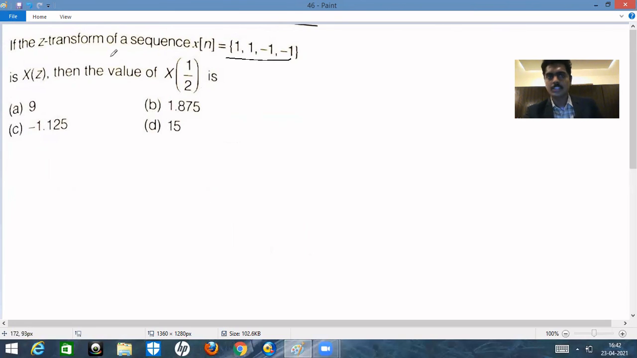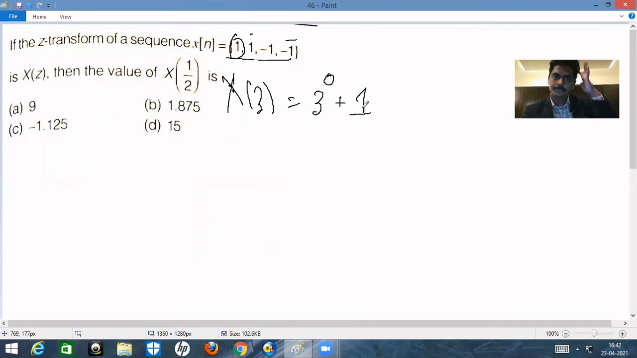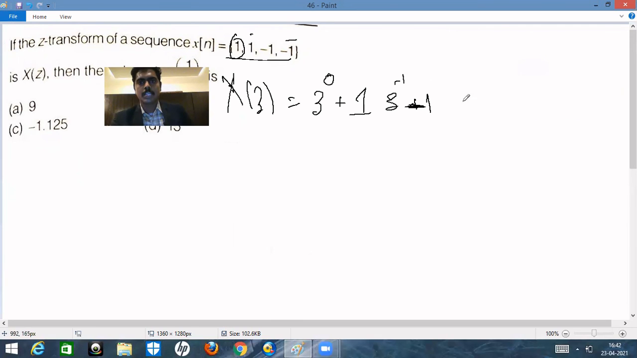Okay, so if the Z transform of a sequence x of n is equal to 1, 1, minus 1, minus 1 is x of z, so we know already. So the value of x of 1 by 2 is this. This is very simple. So x of n, we can easily find x of z, right? So this will be the 0 sample, this is first sample, this is second, and this is third sample. So therefore you will get z power 0 plus 1 into z power minus 1 plus minus 1 into z power minus 2 minus 1 into z power minus 3, isn't it?